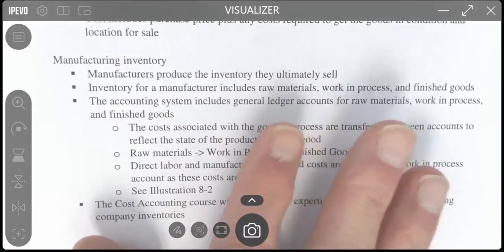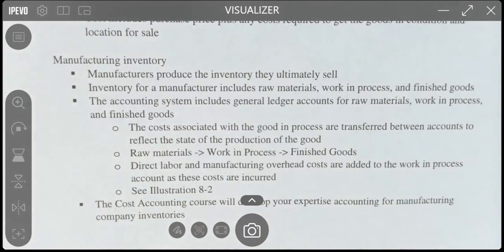Manufacturing inventory is inventory that is, just as it sounds, manufactured. So manufacturing companies produce the inventory that they ultimately sell. Inventory for a manufacturer is going to include all three of the types: raw materials, work in process, and finished goods at the end of every period or at any point in time.